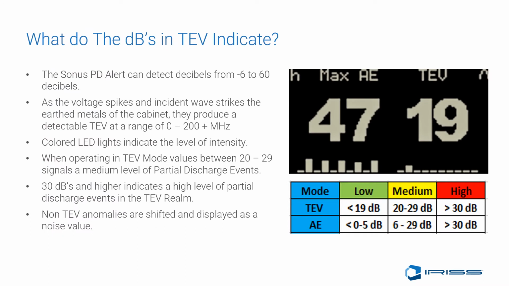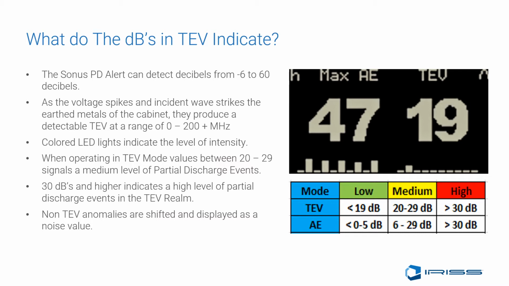So what do decibels and TEV indicate? Well, the Sonos PD Alert can detect decibels from -6 to 60 decibels. As the voltage spikes and the incident wave strikes the earthen metal of the cabinet, they produce a detectable TEV at a range of 0 to 200 plus megahertz. Colored LEDs indicate the level of intensity.